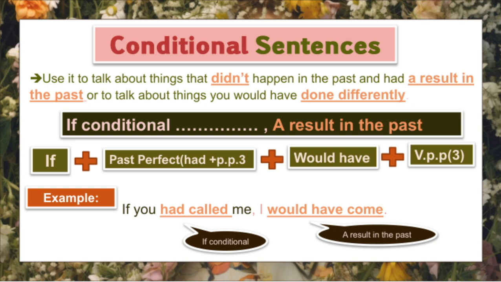Notice that we use the past perfect, which is had plus the past participle, in the if clause. And in the main clause, we use would have plus the past participle. This structure helps us talk about unreal past situations and their possible outcomes. This is especially useful when we want to reflect on things we could have done differently or missed opportunities in the past. So, whenever you're discussing past possibilities or regrets, this conditional structure is the way to go. It connects past situations with their hypothetical results, making your communication clearer and more nuanced.